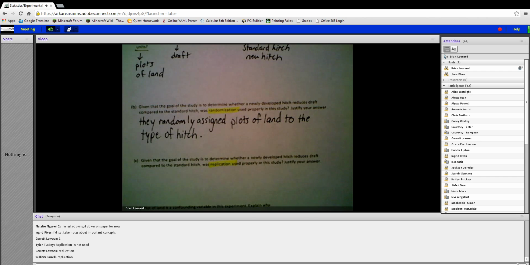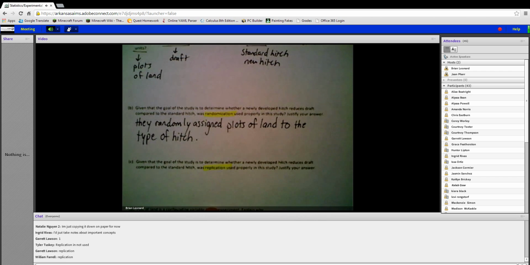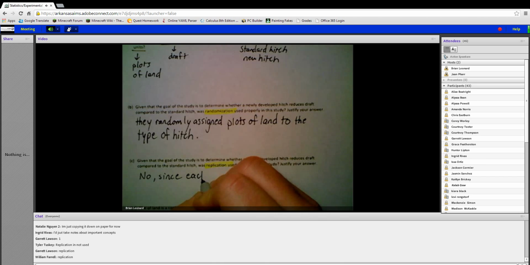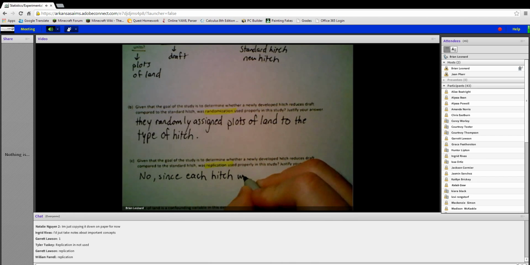Okay. So how are we going to answer letter C? Again, we've got to put context on this. So if we're answering, was replication used properly, we say no, since, now think context here. In terms of this problem, it's no, since each hitch was only assigned one plot of land.